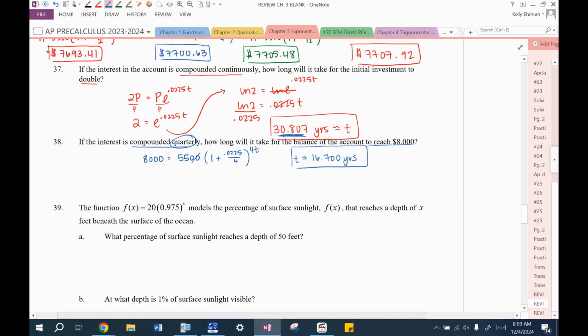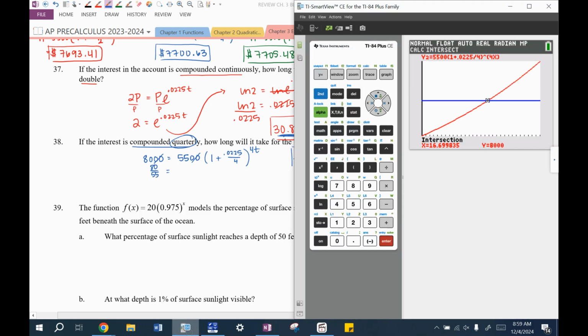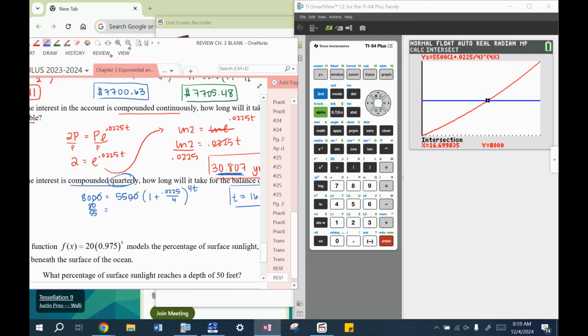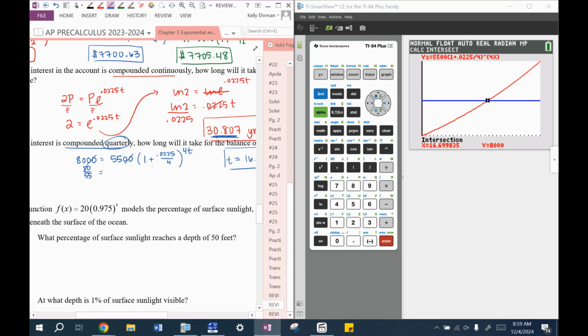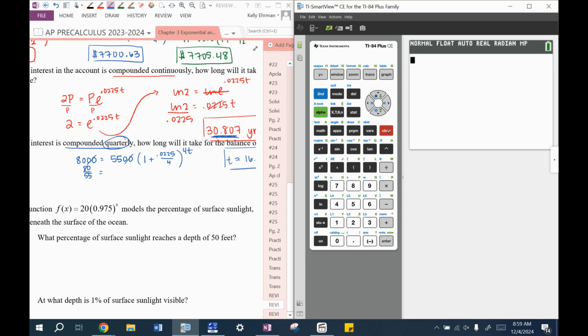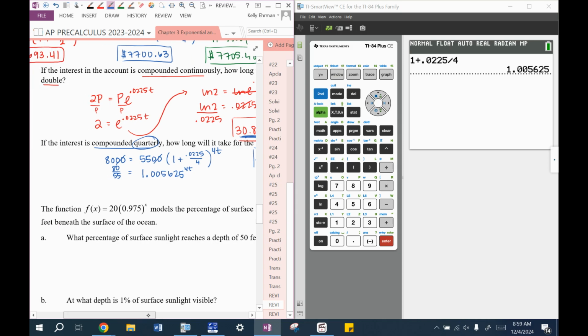If you do not solve by graphing, then here's what you have to do. I'm going to divide by 100. It'd be 80 over 55, which we could divide out if we want to, but I'm just going to leave it like that. Let me split screen here. What is 1 plus 0.0225 over 4 as a decimal, so I can stop writing it like that? Now, I'm going to use this full decimal. Do not round it because this is not a final answer. You never want to round anything as you're going along. I just want to be able to write this as 1.005625 to the 4t.